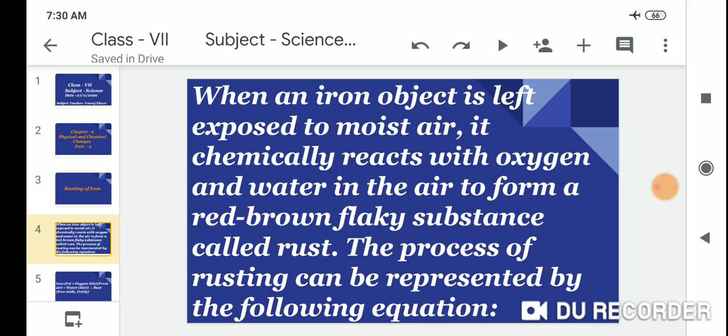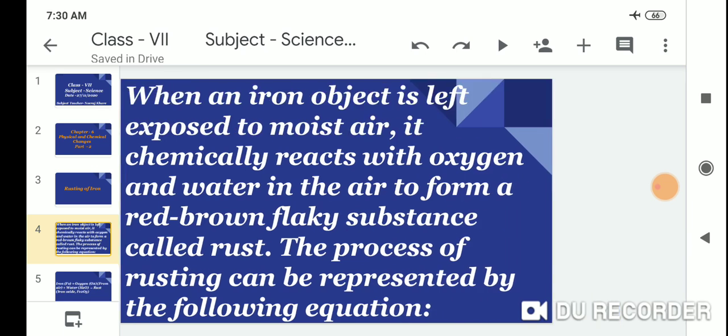When an iron object is left exposed to moist air, it chemically reacts with oxygen and water in the air to form a red-brown flaky substance called rust. The process of rusting can be represented by the following equation.